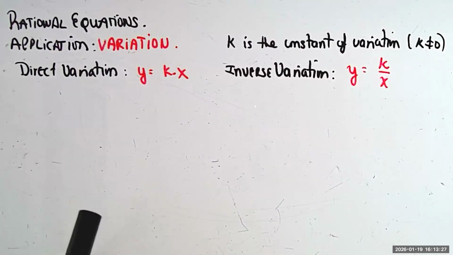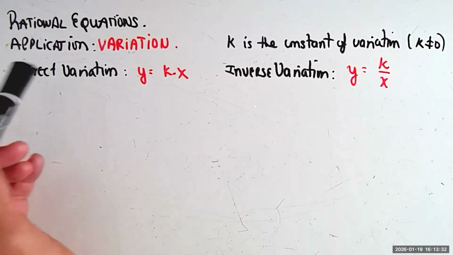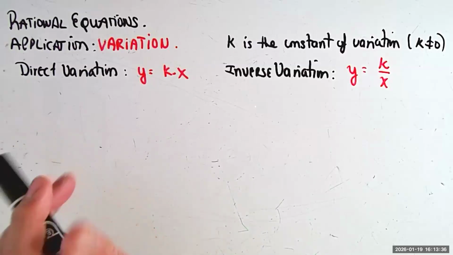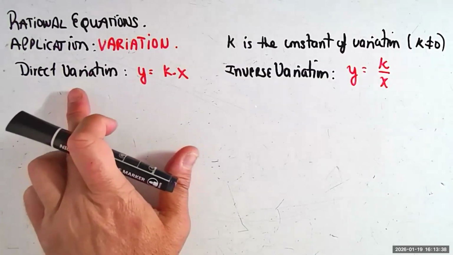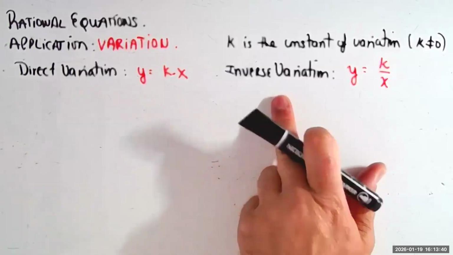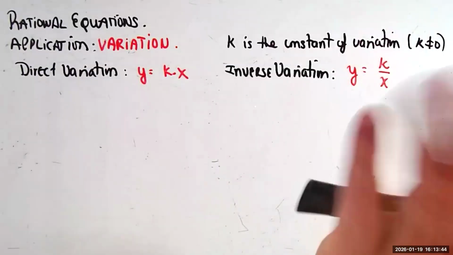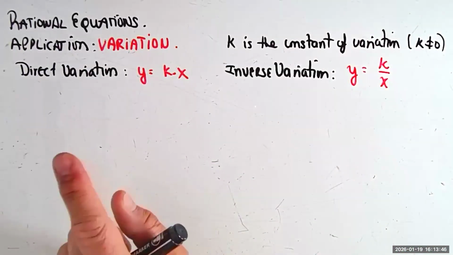Scholars, a short video on the topic of rational equations, in this case, variation. We are going to focus on two types of variations, either direct variation or inverse variation. K is always called the constant of variation. Of course, K cannot be zero.